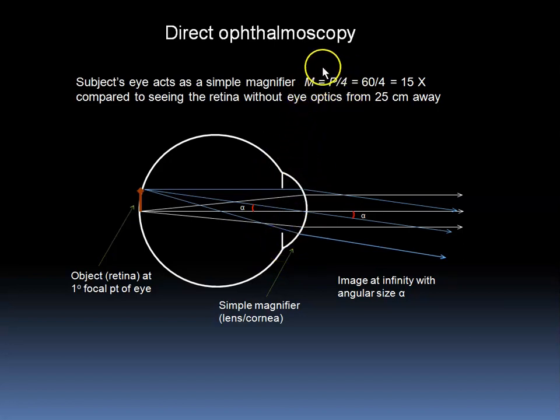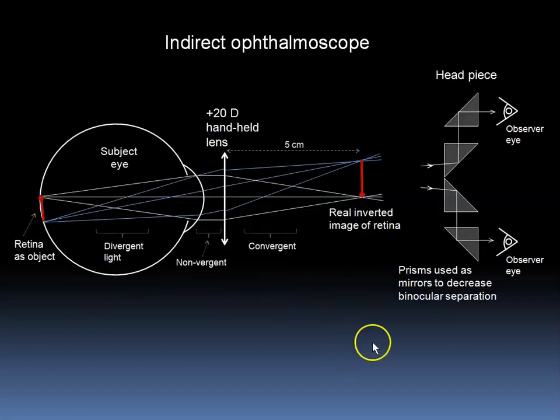The magnification is 1/4 of the power. If one considers the power to be, in a simplified form, 60 diopters at the front of the eye, then 1/4 of 60 is 15 times. In other words, the visual angle here, seen by the observer, is 15 times what the retina would look like if there were no eye optics in between the retina and the observer, and the retina were being observed from 25 centimeters away.